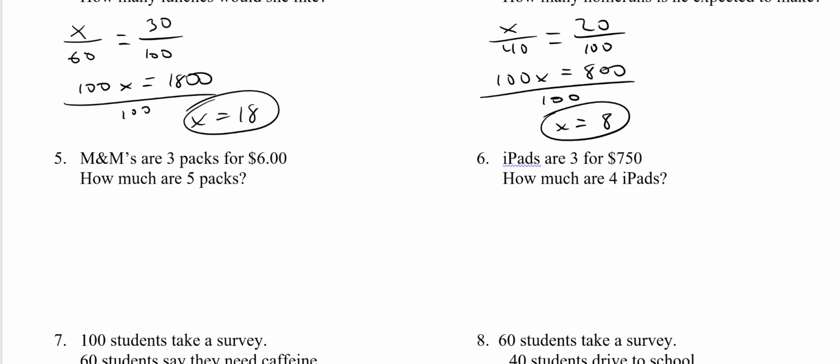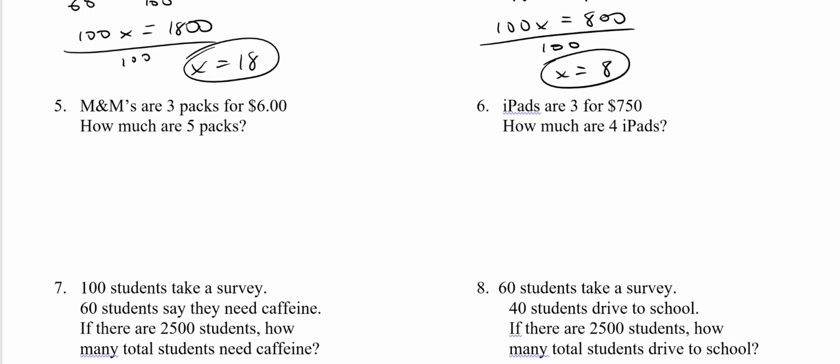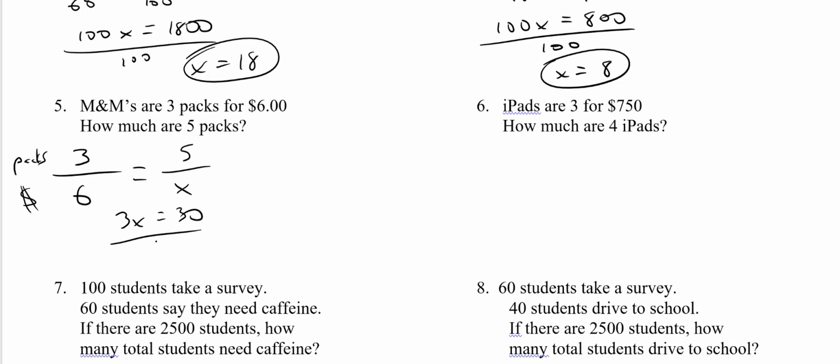All right, M&Ms. I love M&Ms. They're so good. M&Ms are 3 packs for $6. So it's easy to set up a proportion. 3 packs for $6. So this is packs and this is money. Make sure you set up the other side the same way. Well, it's 5 packs for how many dollars? Okay, so we get 3x equals 30, divided by 3, x equals 10. So 5 packs are $10.